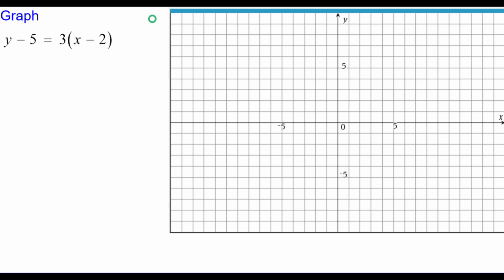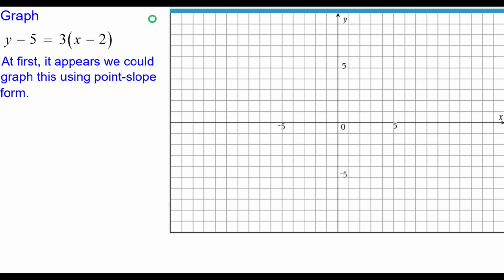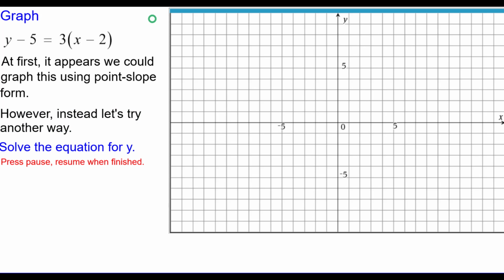So this is the equation we're going to graph. Y minus 5 equals 3 times the quantity x minus 2. At first it appears we could graph this using the point slope form. However, instead let's try a different way. So solve the equation for y, press pause, resume when you're finished.